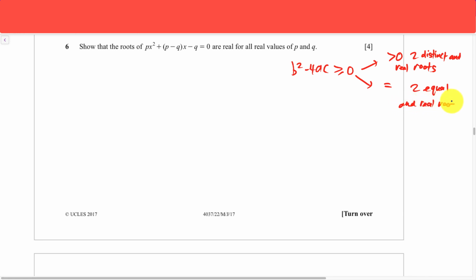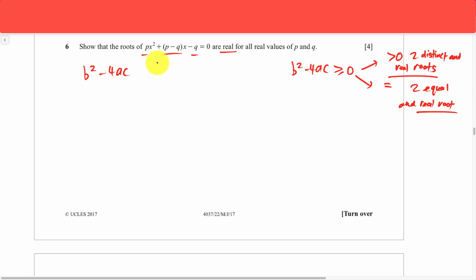So therefore, both also have real roots, right? If the question doesn't say 2 distinct or 2 equal, and they only say the word real, I will assume it's a combination of these two, which is bigger than or equal to 0. So let's see about this question. We know the a, b, and c over here, so I will do b squared minus 4ac.